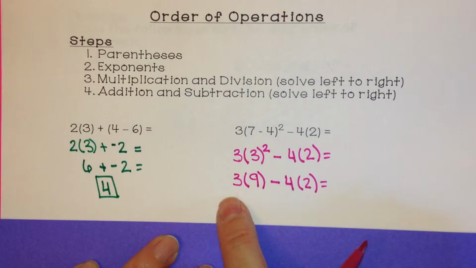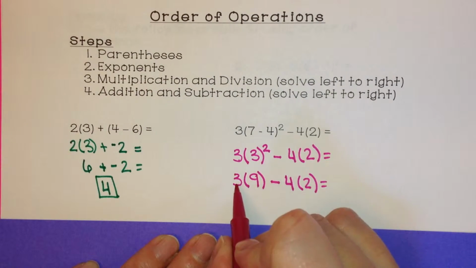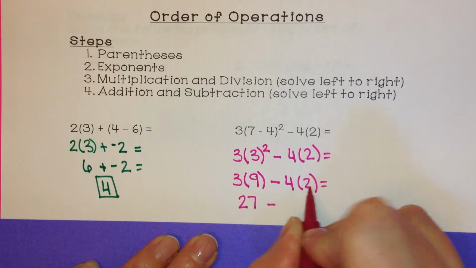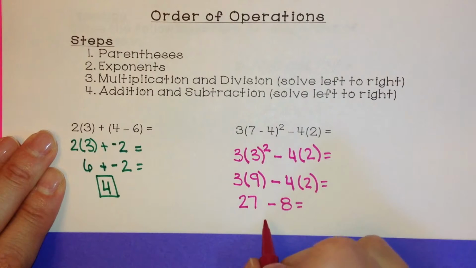Now I'm going to work from left to right doing my multiplication since I don't have any division. 3 times 9 is 27, minus 4 times 2 is 8, which leaves me with 19.